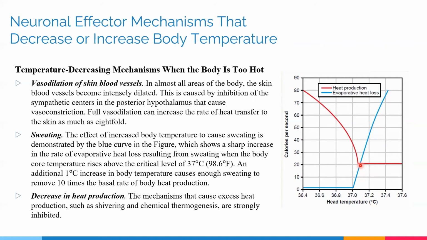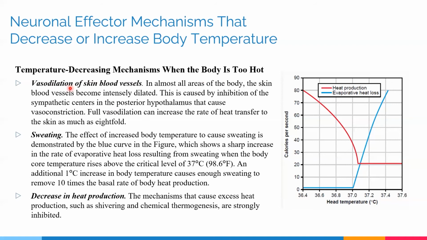In this particular part, we will look into how exactly this heat production and heat loss is done by the body and how it is regulated. So the first thing we'll look into is temperature decreasing mechanisms when the body is too hot. That is when we follow the blue line.